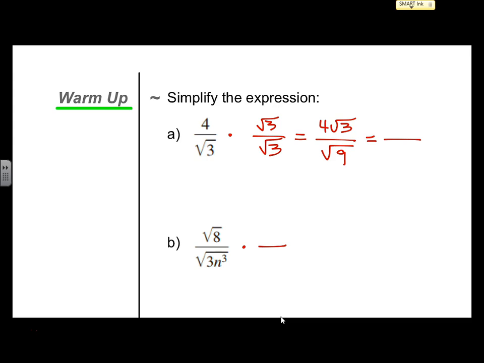You're going to get 3 in the denominator, because the square root of 9 is 3. Good. And then what stays up in the numerator?